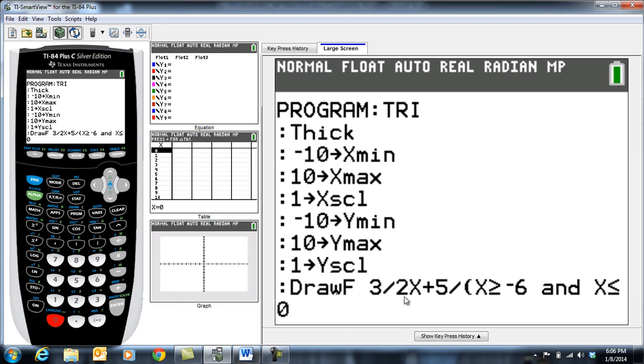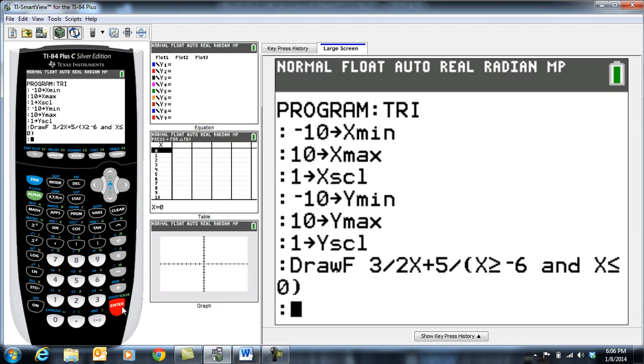So here's my equation. Y equals 3/2 x plus 5. My domain is from negative 6 to 0. Please make sure when you enter your domain, you always do least to greatest, and then close the parentheses to end the statement. If you don't close the parentheses, the calculator will get all confused. You'll get an error. Okay, now hit enter.